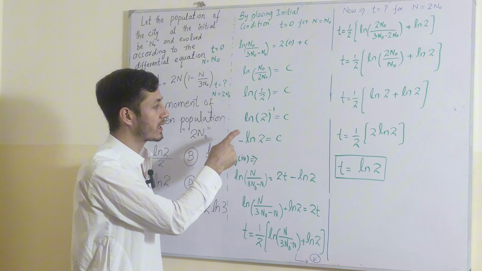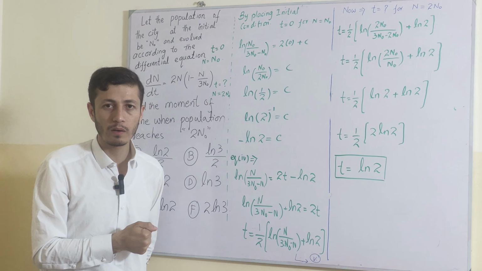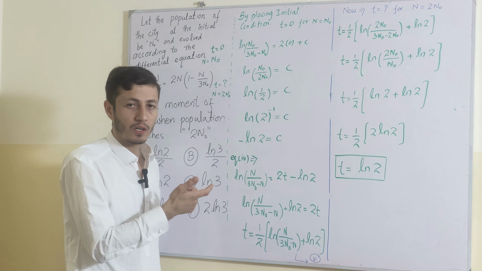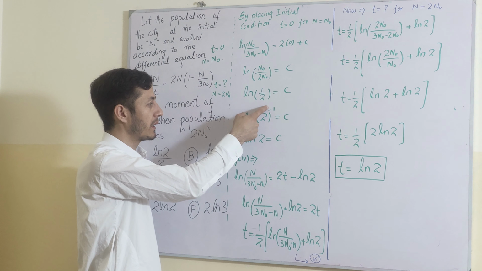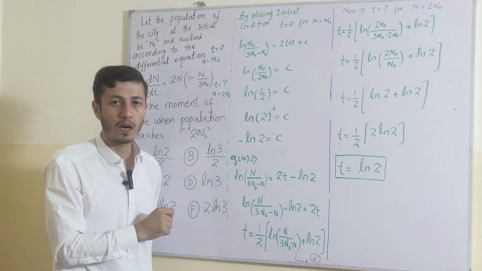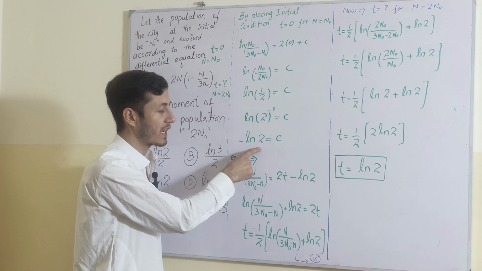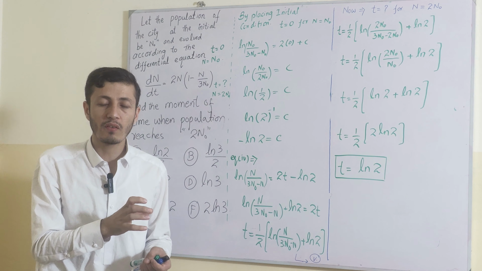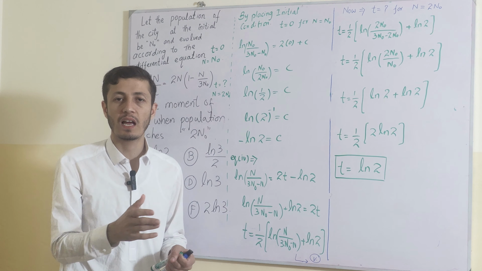It can also be written as natural log of 2 power minus 1, and the power property of the log is used. According to the power property of the log, the power comes in front of the log, so it becomes minus natural log of 2 is equal to c. So the constant of integration value here is minus natural log of 2.